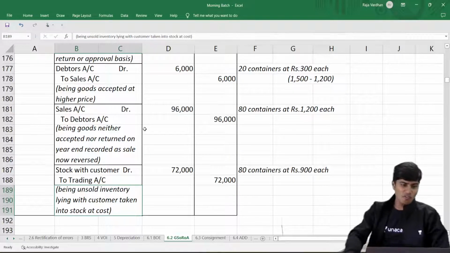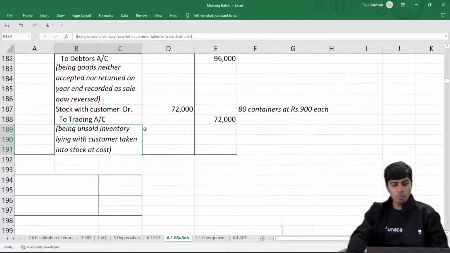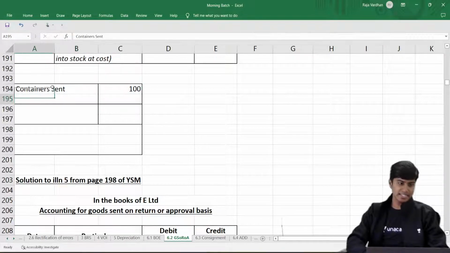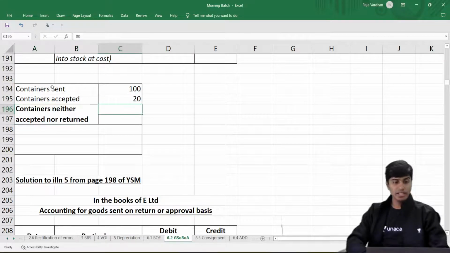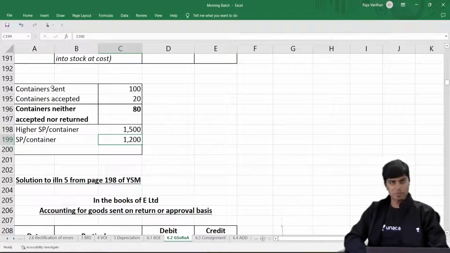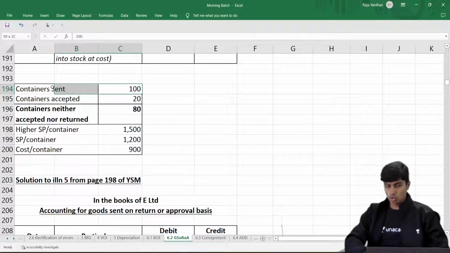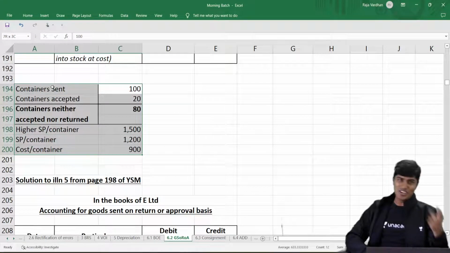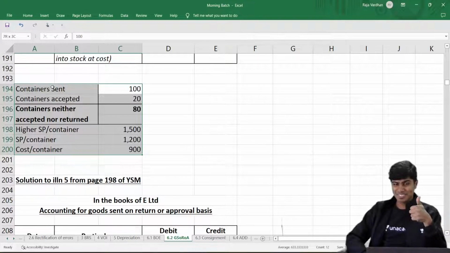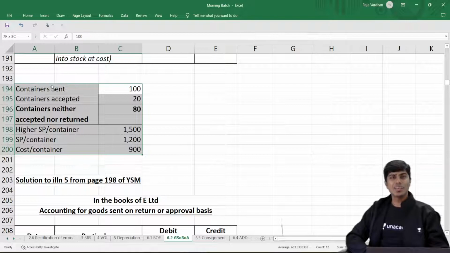That's the end of our question number 4. I hope you understood. If in case you didn't understand the computation, you can always do this: containers sent being 100, accepted being 20, neither accepted nor returned being 80 containers. The higher selling price is 1500, selling price per container previously recorded is 1200 and cost is 900. This is only for beginners. If you can understand the entry, you don't have to do this. In fact, you don't have to write this in the exam as well. We are done with 4 questions. Let's now quickly get into question number 5.